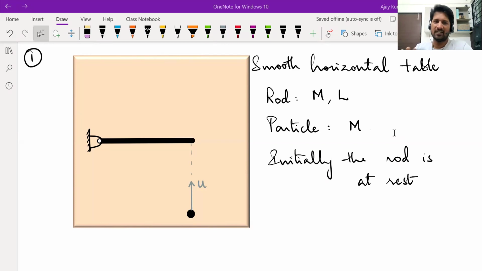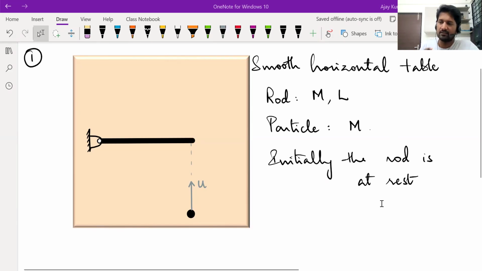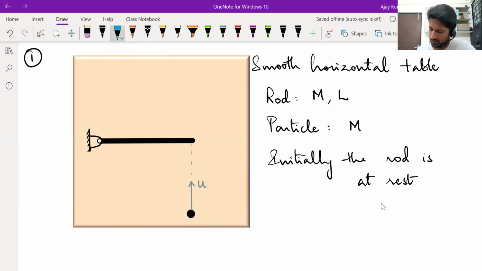What about the particle? What could happen to it? Depending on the force, sometimes it might hit the edge of the table. No, no. Just after hitting the rod, what could happen to it? Its path will change, possibly. Okay. Its path could change. It could come to rest also. Or if it is a sticky particle, it can stick to the rod. Many possibilities are there. Okay, fine.